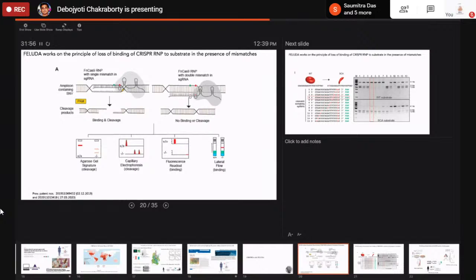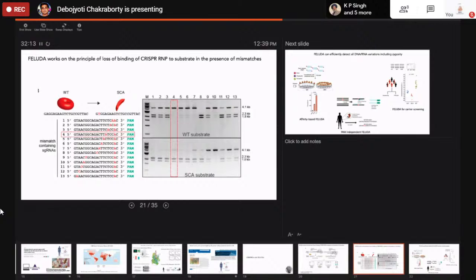So we wanted to give it an Indian flavor. We wanted to have the name of an Indian detective, and that's how Feluda came about. And probably the Bengalis in the audience know that it's a character from Satyajit Ray novels and movies.